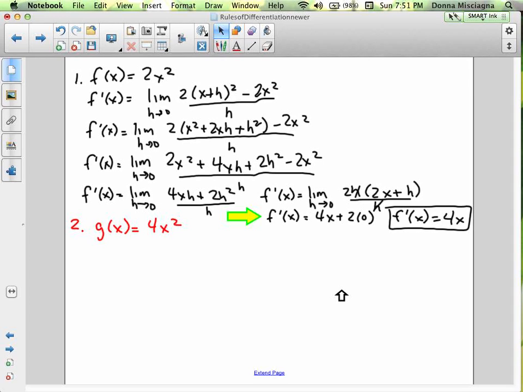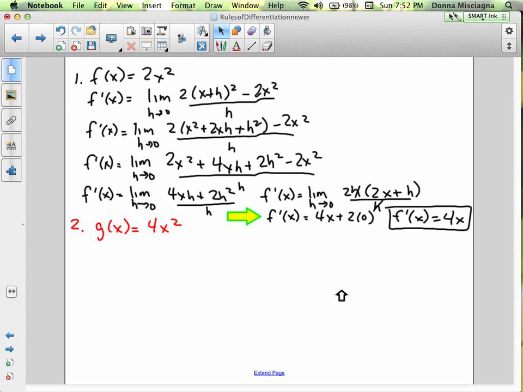So we have f prime of x equals 4x plus 2 times 0, right? Because h is approaching 0. And so that term is just 0, we don't need that. And so my derivative, f prime of x equals 4x. Now you're going to look for a pattern between the function and its derivative in these particular examples.